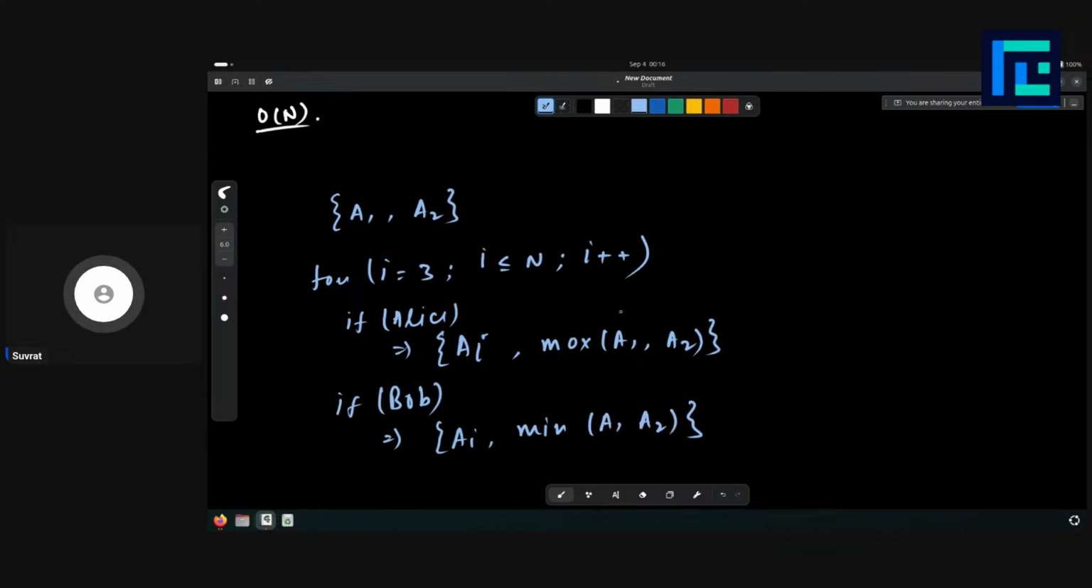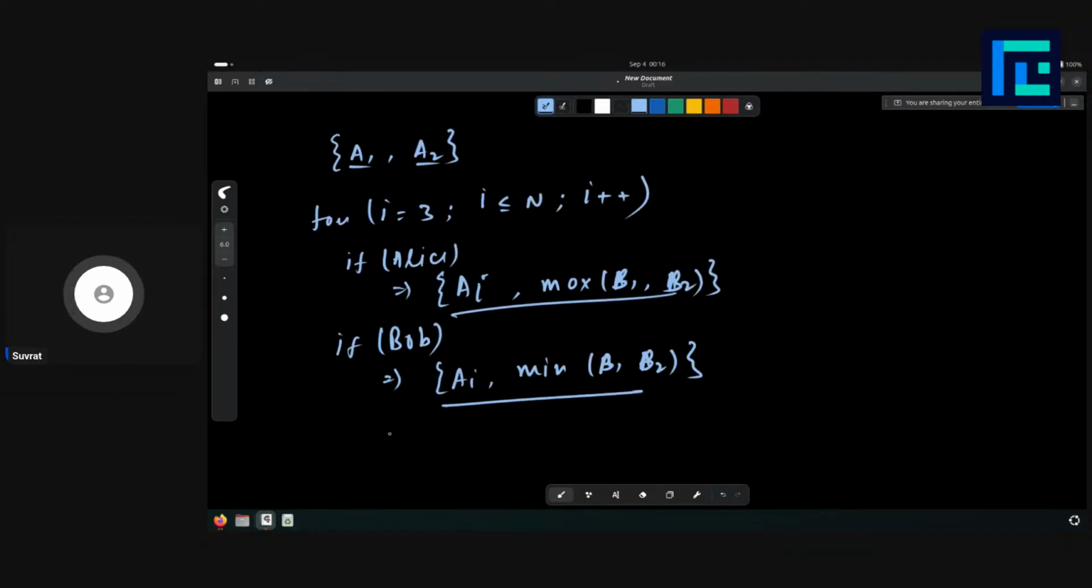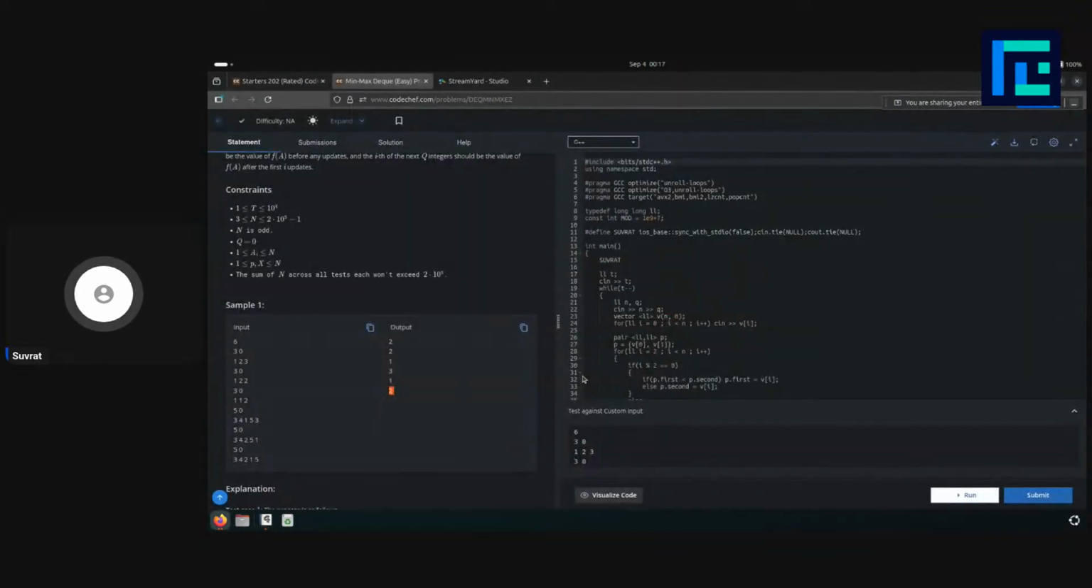Actually, we should write a1 a2 as border 1 border 2, which were initially a1 and a2. So it would look like this after Alice's move and after Bob's move, and after this for loop the answer would be equal to the minimum of border 1 border 2. I'll show you guys the code for this.